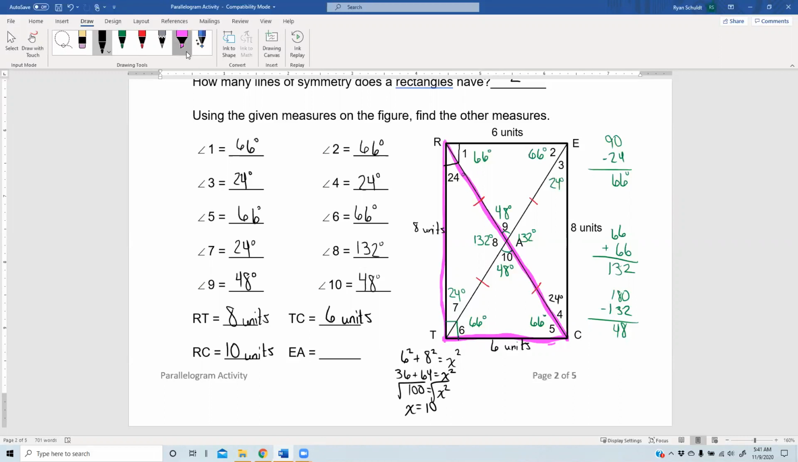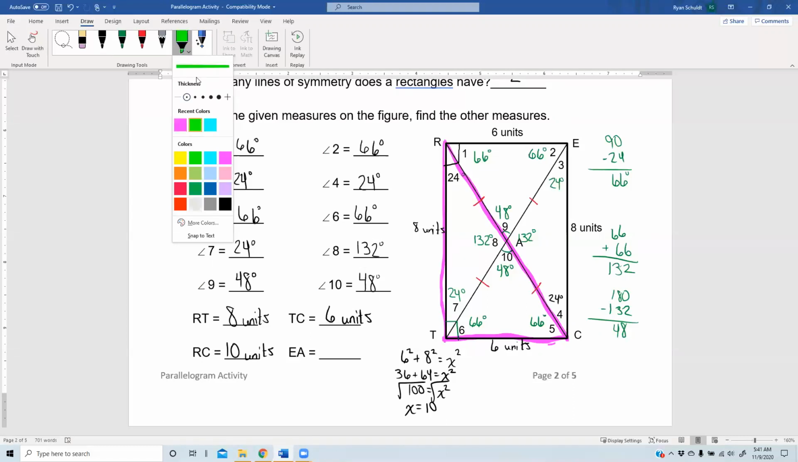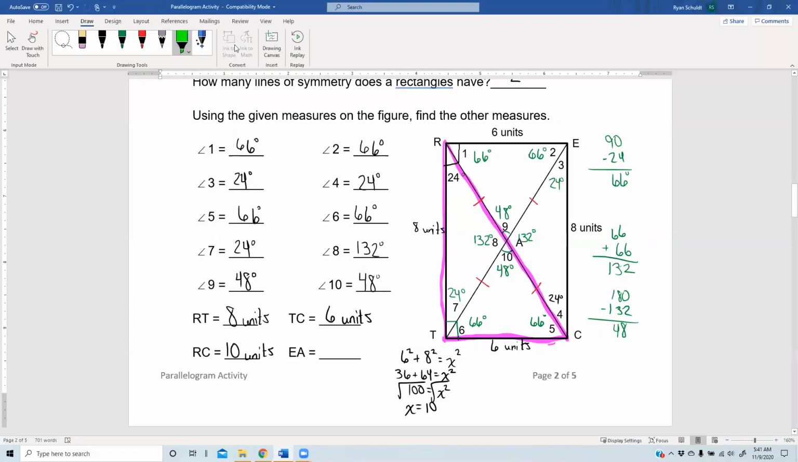And then it asked me, okay, well, fine. What about E to A? Well, E to A is right here. Now, if R to C is 10, that means this has to be 5. That's got to be 5. Because remember that diagonals are bisected. So what's that mean about EA? That's got to be 5. And TA has to be 5. So EA is 5 units.